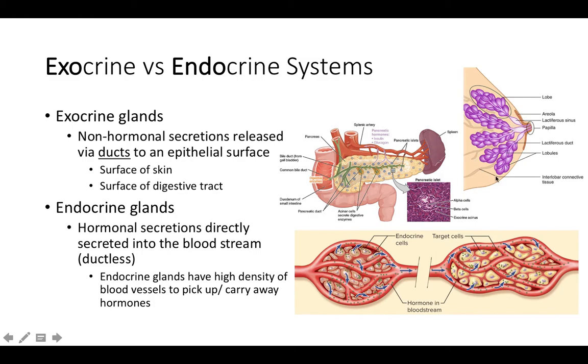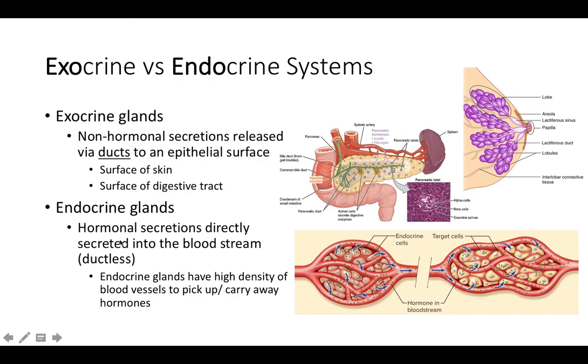We can see here we have a mammary gland that's producing milk and releasing that milk through ducts. And then the third way to distinguish is that it's released onto some sort of epithelial surface. Here we have the surface of the skin, and here we have the surface of the mucosa lining the small intestine. So we say that it's released into some external environment. That doesn't always necessarily mean the surface of the skin. It just means that it's not released into the blood.